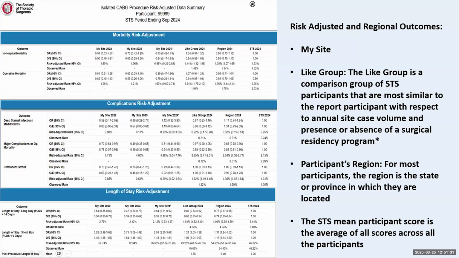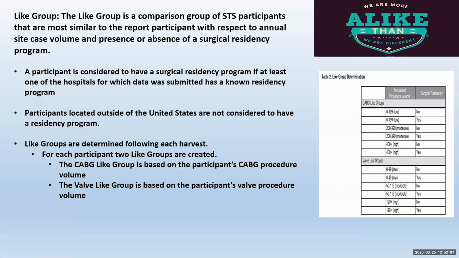And then you also have your region. For most participants, the region is the state or province in which they are located. And then you have your STS score, and this is your STS score. We've already discussed the average of all the scores in the analysis. So you can get an idea of how you're doing versus your like group versus your region group versus the STS. Now, just to say a few more things about the like group.